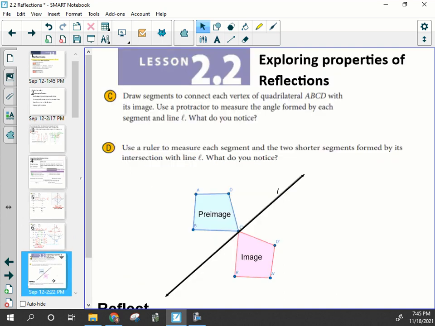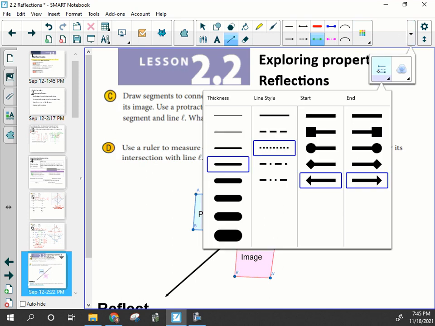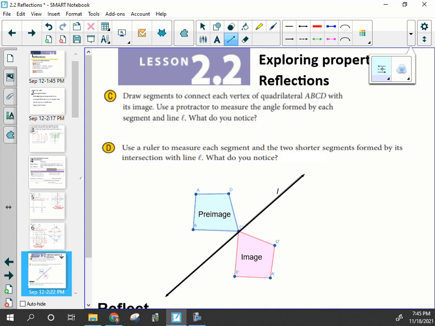So getting into 2.2, we're going to explore the properties of reflections. In your notes it says to draw a segment to connect each vertex of quadrilateral ABCD with its image. So if I connect the points, I'm going to connect A to A prime, B to B prime, C to C prime, well, they're both on the line, so I don't need to really connect them, and D to D prime.